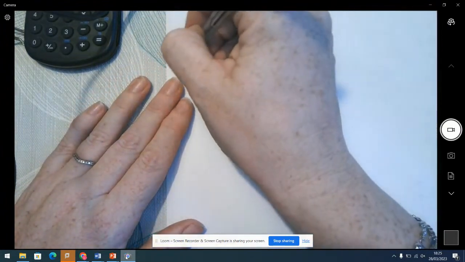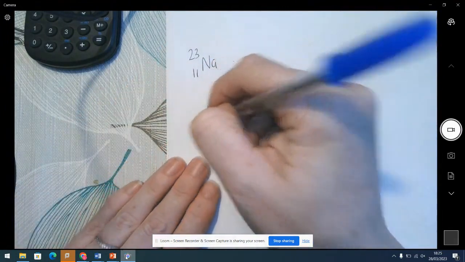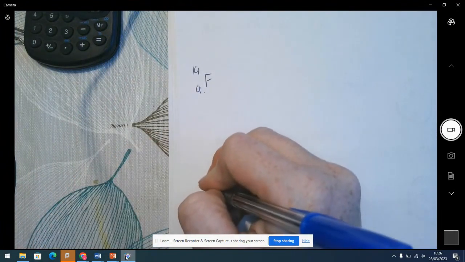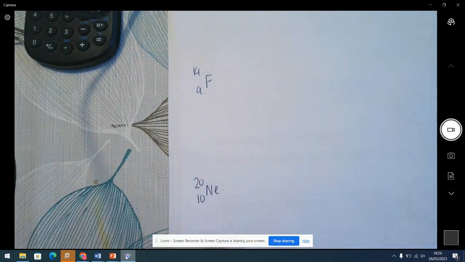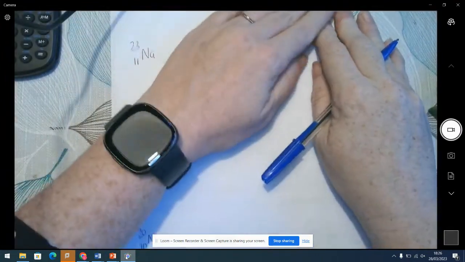So there's sodium, which has got 23 and 11. We've got fluorine, which is 19 and 9. And we'll pick a noble gas, shall we, which is neon, which is 20 and 10. So take a minute, pause the video, give that a go, draw the electronic structure, don't forget to include the electron configuration, and then come back and see if you're able to do it just like I'm going to do now.